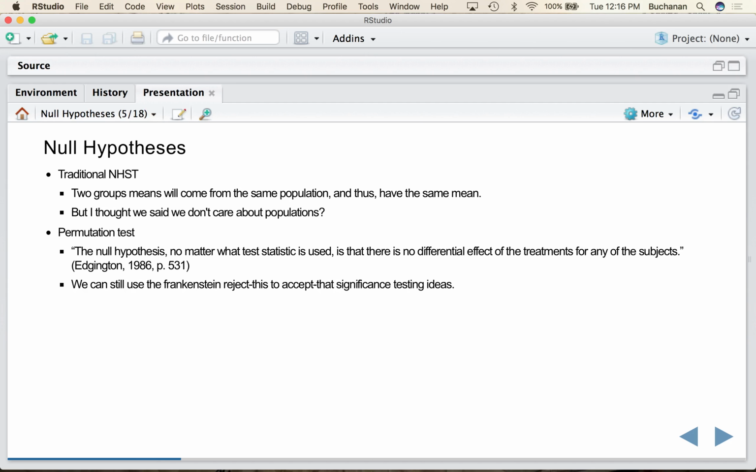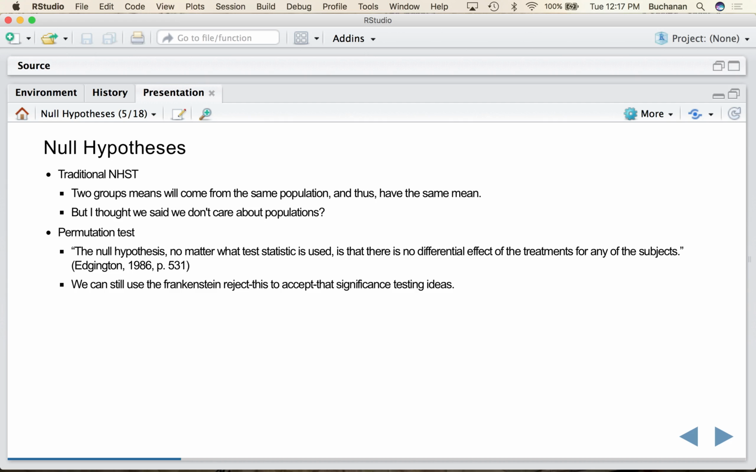And then finally, to kind of end on a little bit of background stuff, in traditional null hypothesis testing, the null hypothesis is that two means will come from the same population and thus they have the same mean. I'm doing an independent t here. Or it might be dependent t, but either way. So two group means are from the same population, so they have the same mean. But if we don't care about populations, this null hypothesis doesn't really work for us.